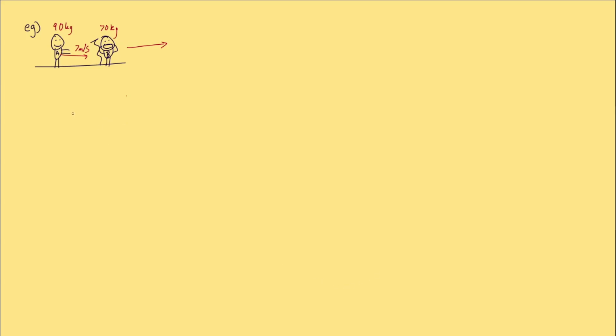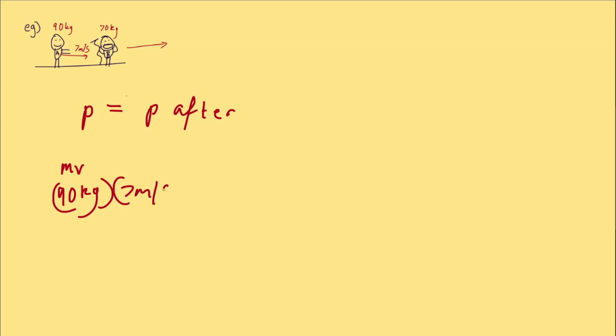Because of the conservation of momentum, we know that the total momentum before is equal to the total momentum after. The total momentum in this system before is the momentum of dude number A, which is the mass of A times the velocity of A, 90 kilos times 7 meters per second. And it's equal to the momentum in the system after.